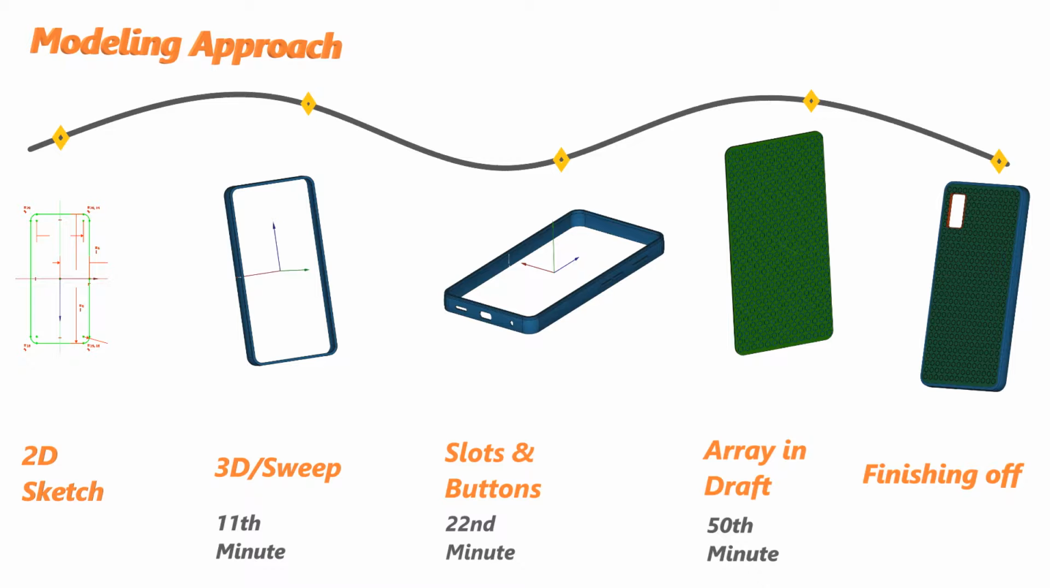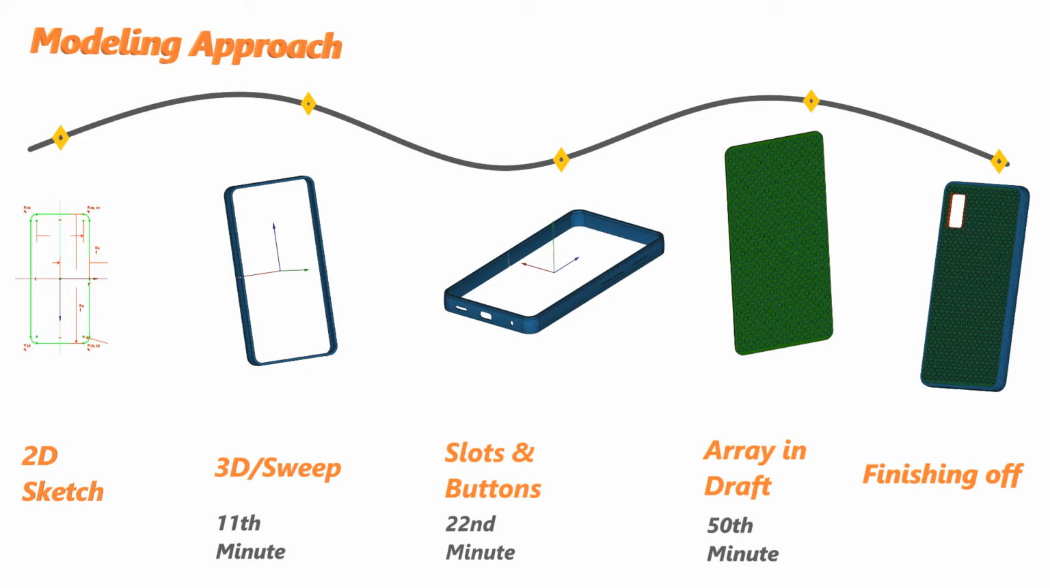Hello viewers, in this video I'm going to demonstrate how to build a cell phone case in FreeCAD by breaking down to manageable modeling steps. So you start with the simplest 2D sketch and then expand it to 3D by sweeping. Then you can cut, slice and mold the ancillary features.